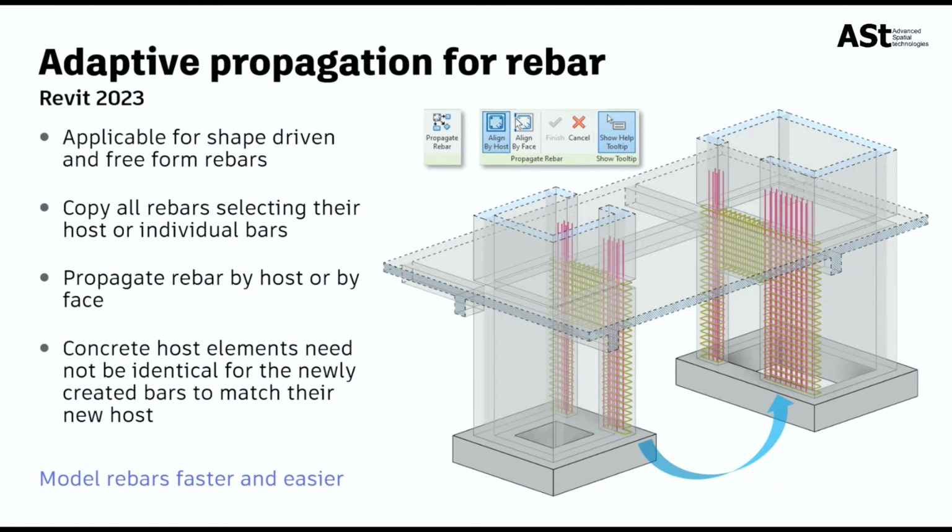So to use this feature, simply select a concrete element that hosts the rebar and click the propagate rebar command. Next, choose the alignment method or host by face. These rebars are aligned based on the original and destination faces. So a destination face can be selected from the same host or from another element in any Revit category that can host rebar.